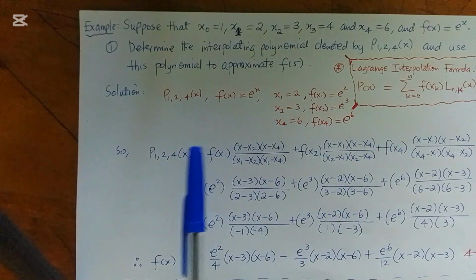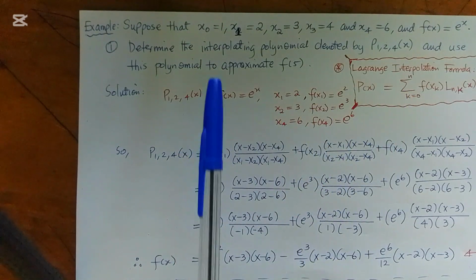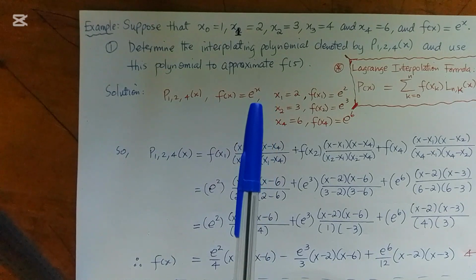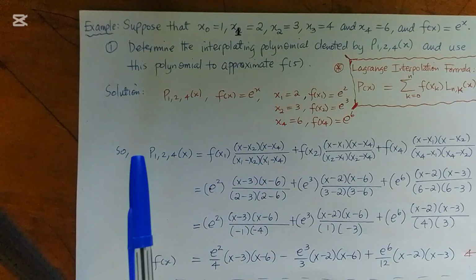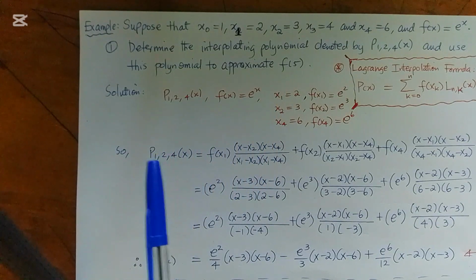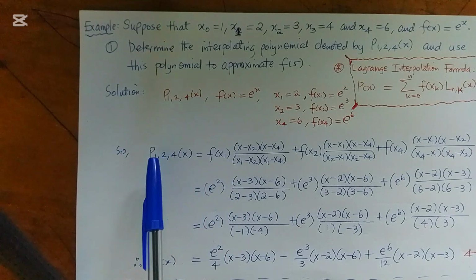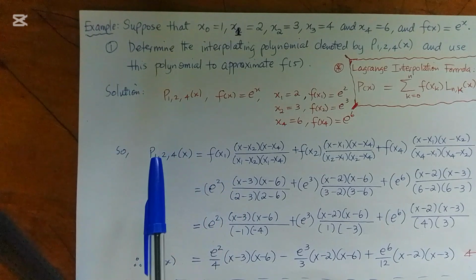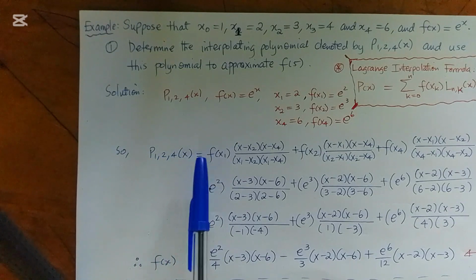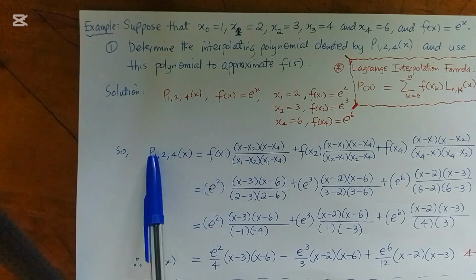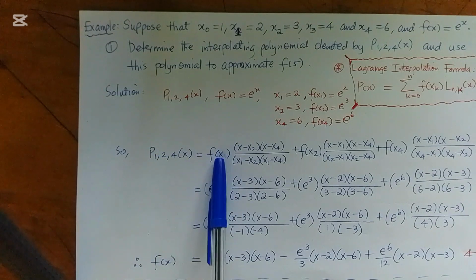Now, let's go into using the Lagrange Interpolating Formula. The first step is to calculate our polynomial. Our polynomial denoted by P of 1, 2, 4 of x equals, we go f of x1, this one here will stand for f of x1. That's our first term in the polynomial.